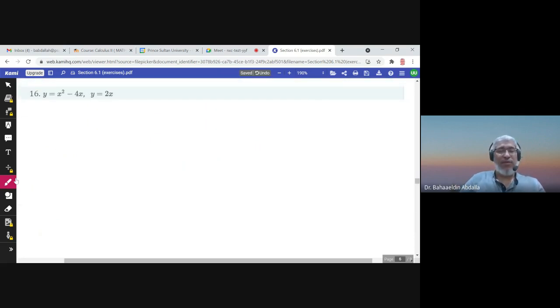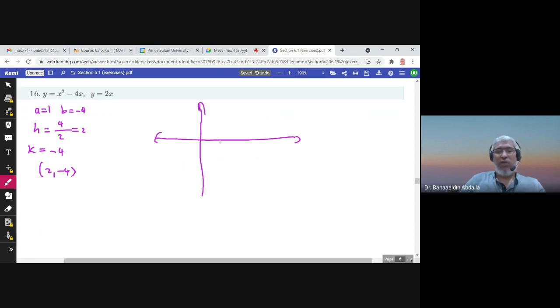I have a parabola here, y equals x squared minus 4x. A is 1, b is negative 4, so h would be negative b over 2a, so it would be 4 over 2, so it would be 2. To find k, I replace x by 2, so 2 squared minus 4 times 2. 4 minus 8 is negative 4. So the vertex of this parabola is 2 and negative 4. And then I have the line y equals 2x. So 1, 2, 1, 2, 3, 4. This is the vertex of the parabola.